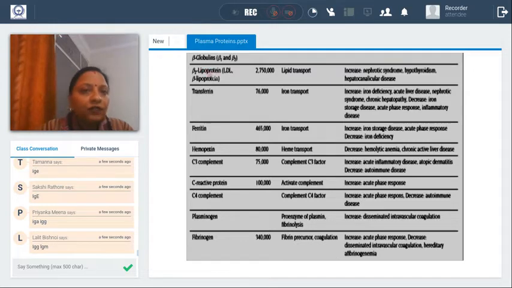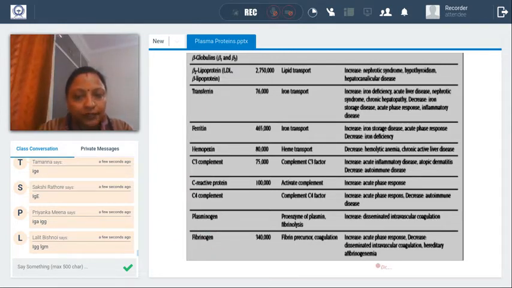Beta globulins are further classified into beta 1 and beta 2. These are beta globulins like beta 2 lipoproteins, transferrin, ferritin, hemopexin, complements, C3 complement, C4 complement. This is an important protein because it comes under acute phase protein, that is C reactive protein. C reactive protein, we will discuss it later in detail. Plasminogen, very important, and fibrinogen, you all know. These are beta globulins.